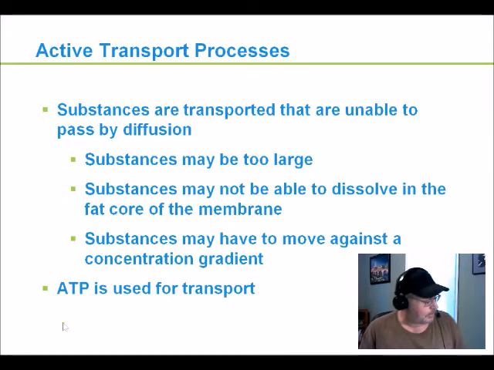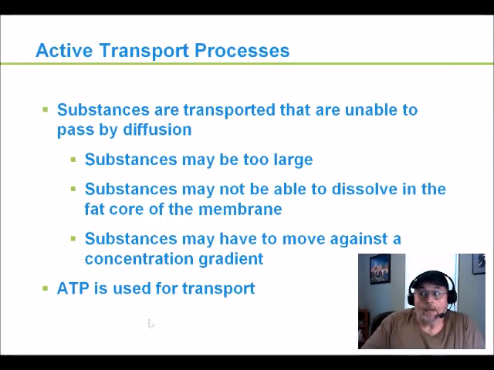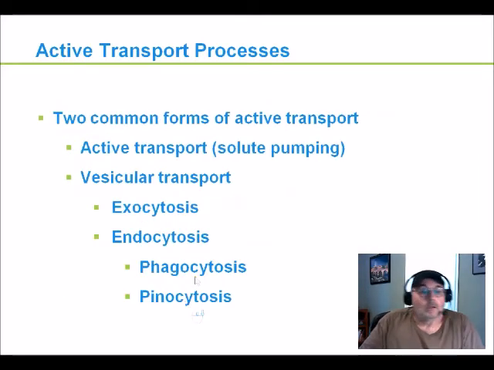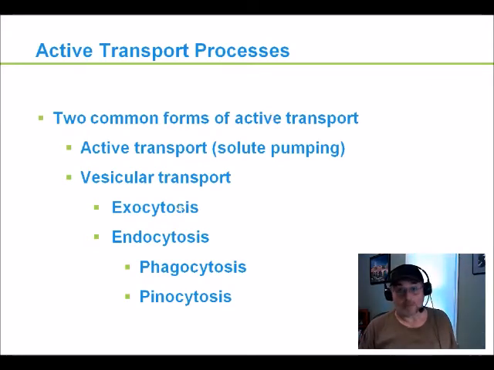It requires ATP. And about 60% of all the energy you exert in a day occurs on this cellular level, moving stuff back and forth. Other forms of active transport we've just talked about: solute pumping. That is, we've got sodium potassium pumps that move stuff back and forth. And then we have vesicular transport, which involves bigger substances.